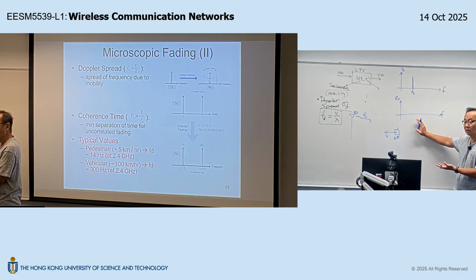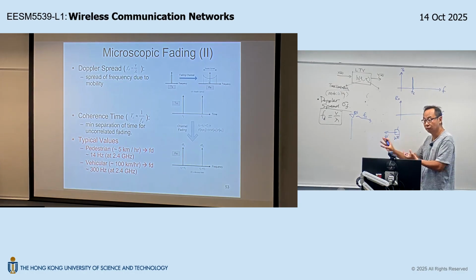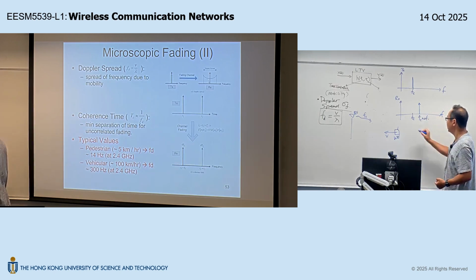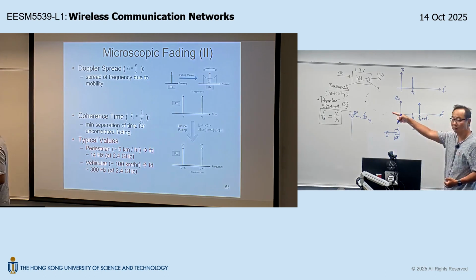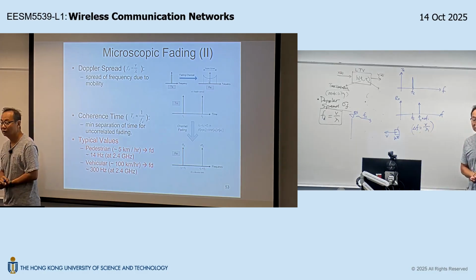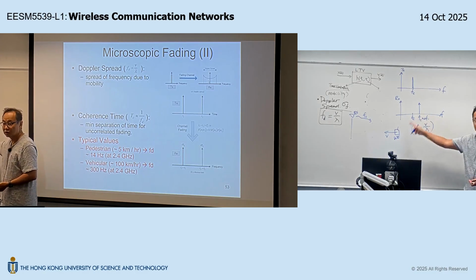As we talk about, right? So this is the scenario where we have blue shift. The receiver is moving towards the transmitter. So this is FC, but then the receiver will receive FC plus delta F, where the delta F is the Doppler shift, speed over lambda. Is that okay? So that is from your high school physics.